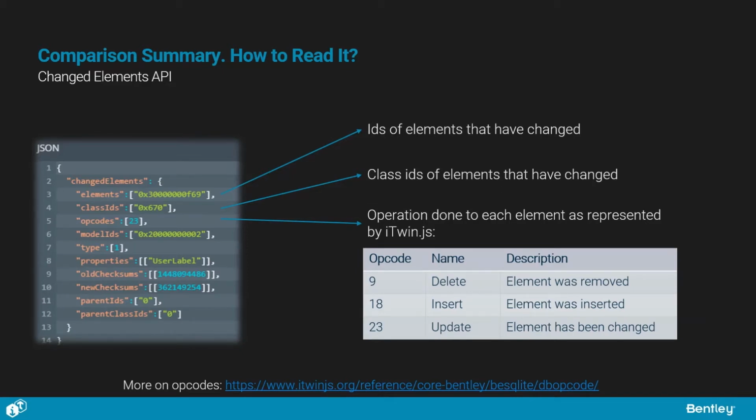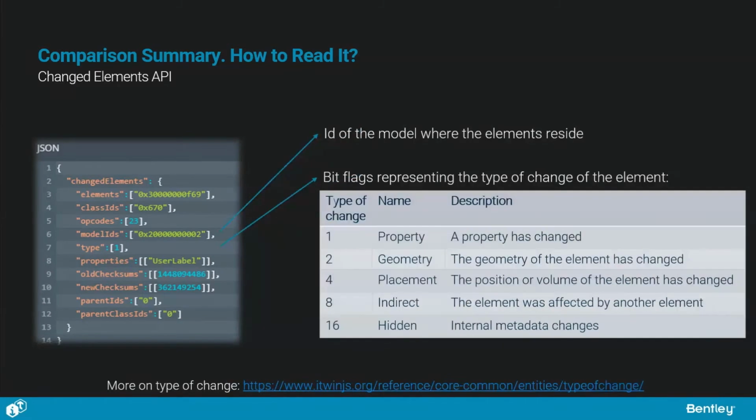The opcodes array contains the operation done to the element. This can have 3 different values as shown in the table here, but simply, 9 means that the element was deleted, 18 means that the element got inserted, and 23 means that the element has been modified in some way. You can read more about operation codes in the link below. The model IDs array contains the models that the changed element resides in.